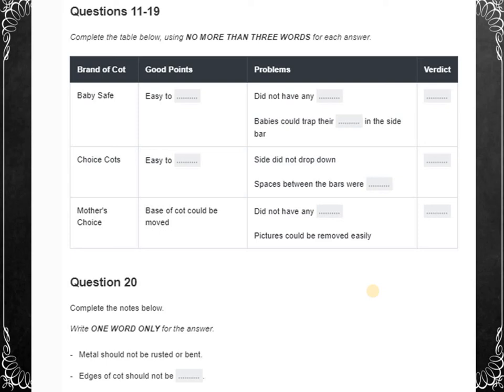The next cot was by Choice Cots, and this time our testers were pleased to find a cot which is simple to put together, unlike others we looked at. On the minus side, our testers did not like the fact that the side of the cot did not drop down, making it difficult to pick up newborn babies. However, the real problem with this cot was the space between the bars. Our testers found they were too wide and a baby could easily trap his head. We felt this was a real safety hazard, and so we've labelled this one dangerous, I'm afraid.